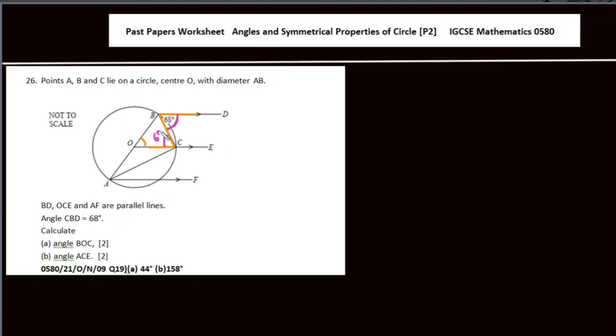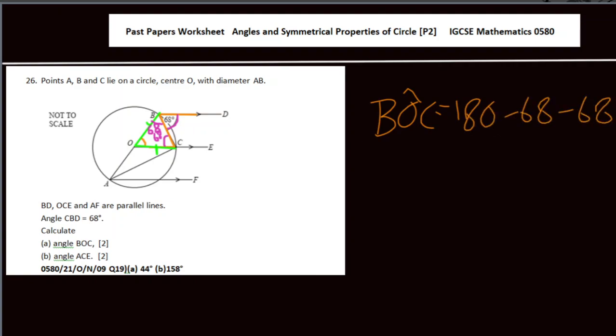Now in this triangle BOC, length BO is the radius and also OC is the radius, which means these two lengths are equal, which means these two angles are equal. This is also 68. So now we can find BOC easily. Angle BOC would be 180 minus 68 minus 68, which gives 158.